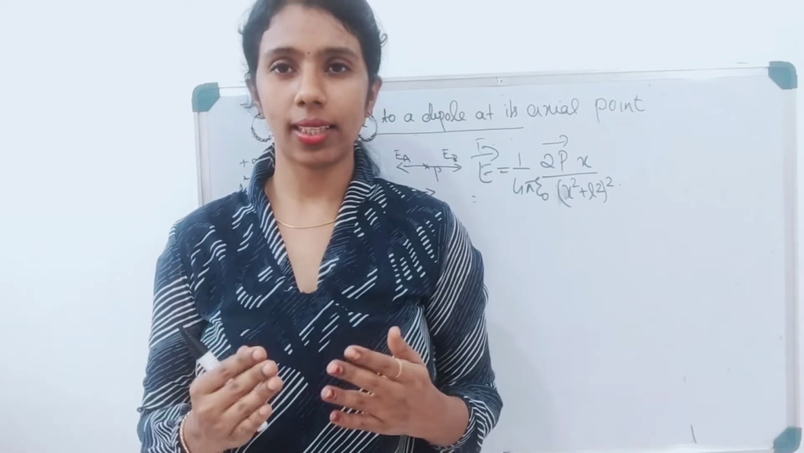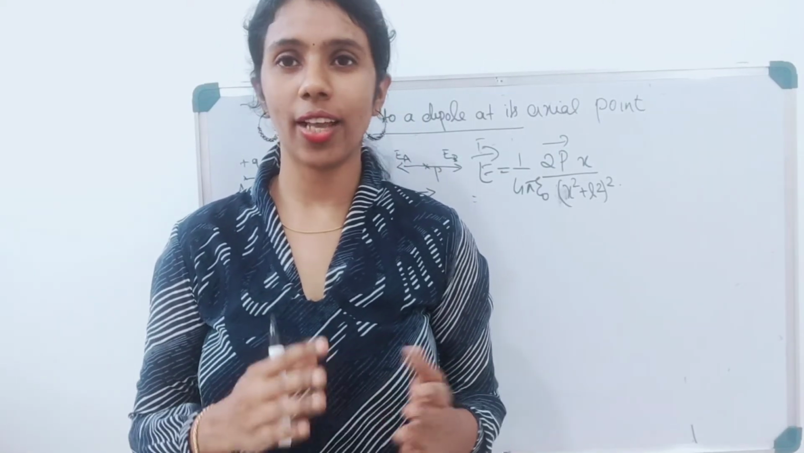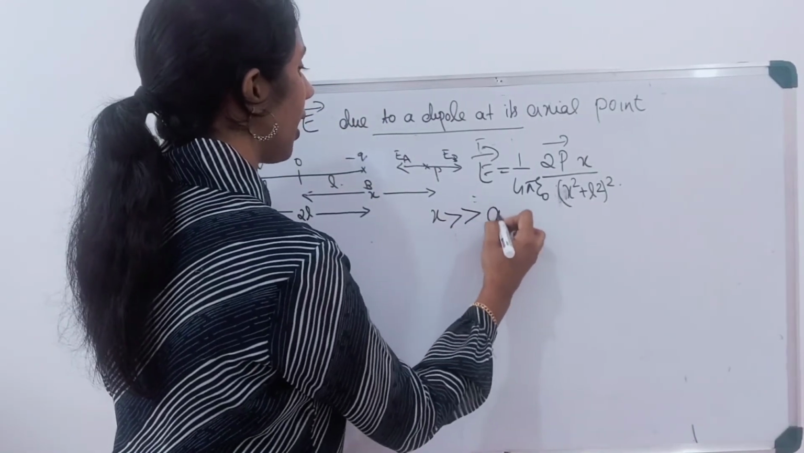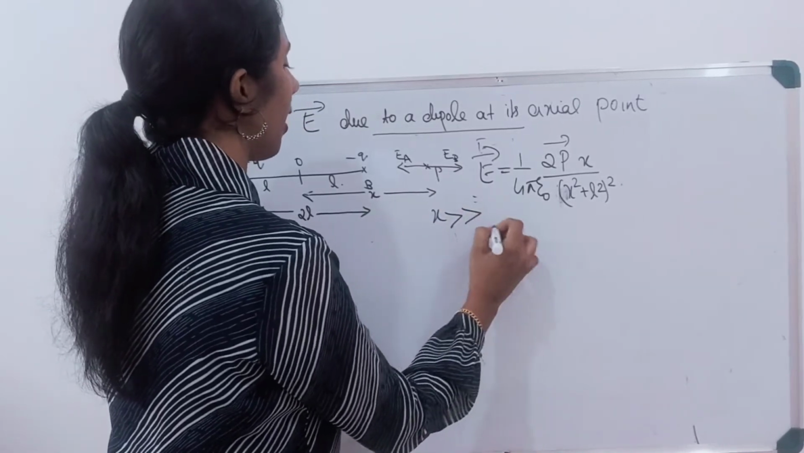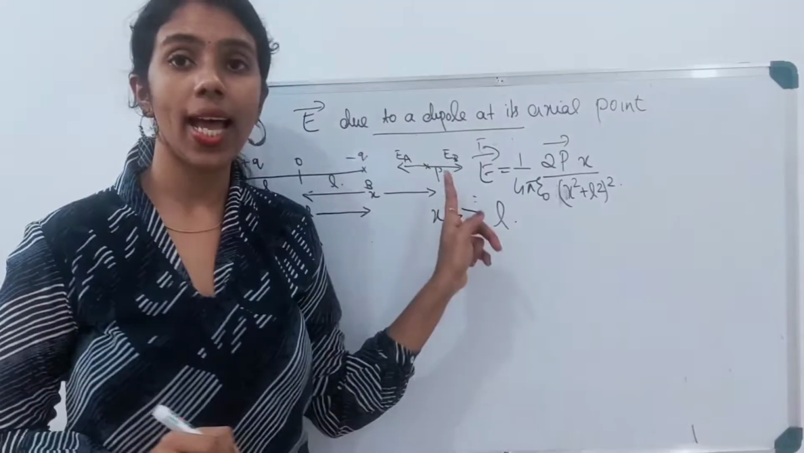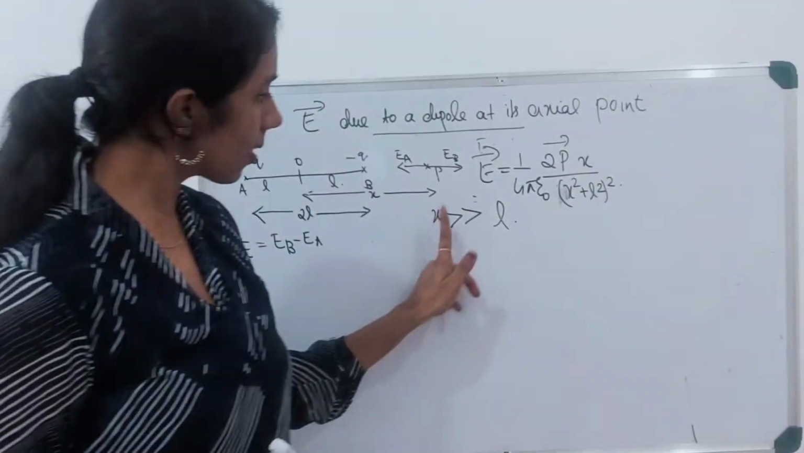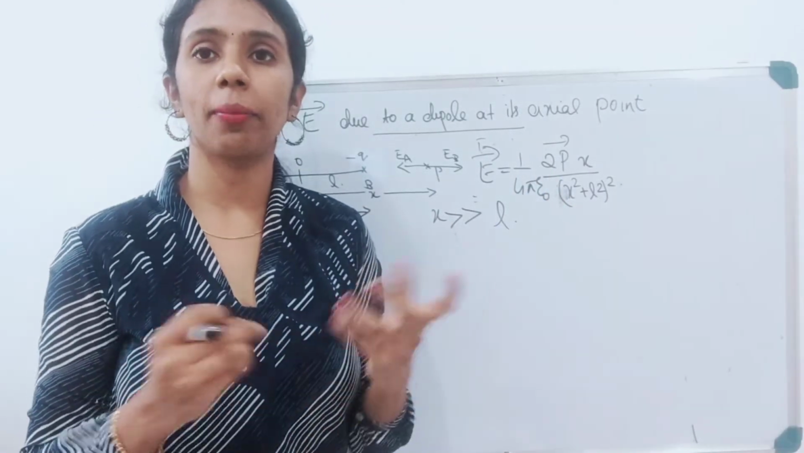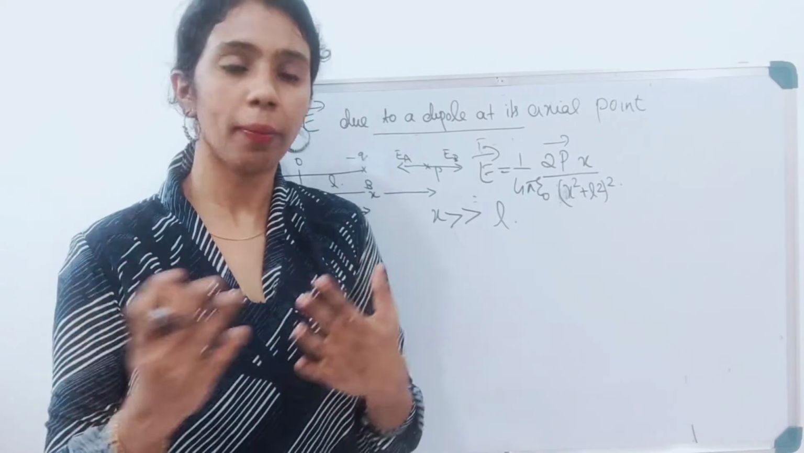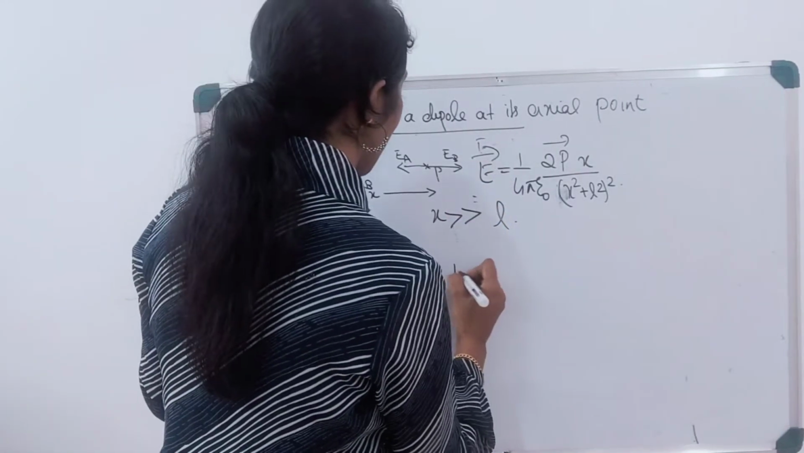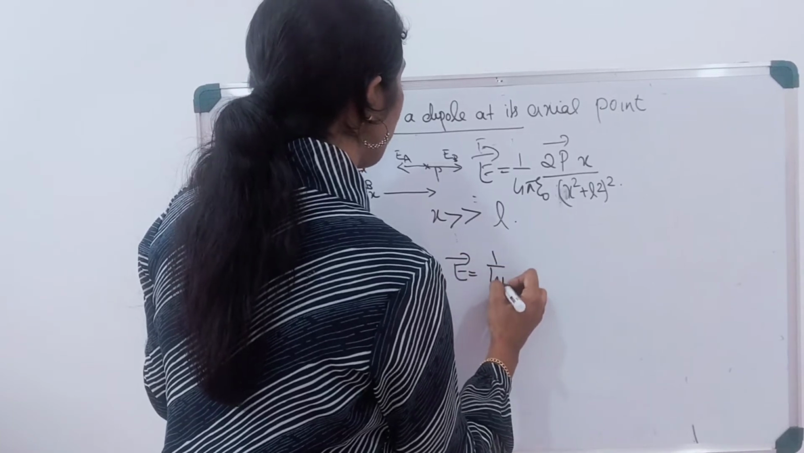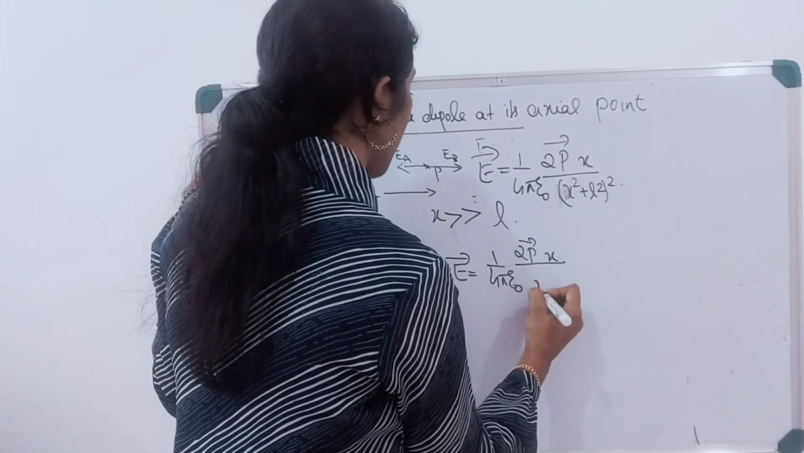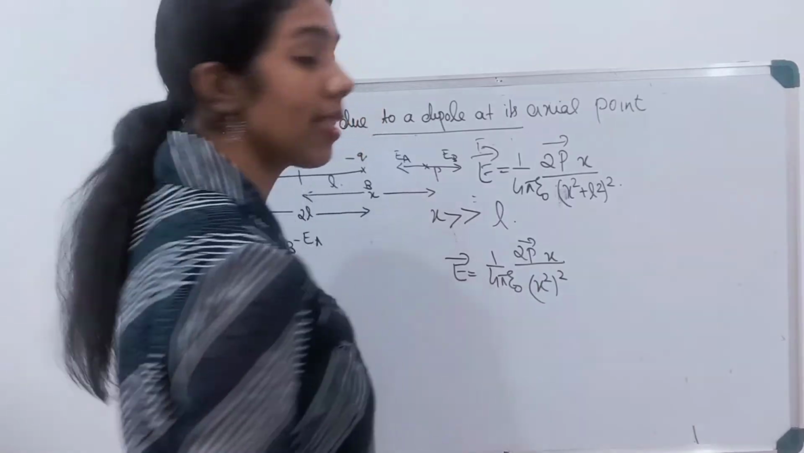Now the second part is to plot a graph showing the variation of electric field with distance if x is greater than L. That means here you are considering P as a far point. So if x is greater than L, in this equation L square in the denominator can be neglected because here you are considering x as a far point. So for x greater than L, E becomes 1 by 4 pi epsilon 0, 2Px divided by x square the whole square, that is x raised to 4.